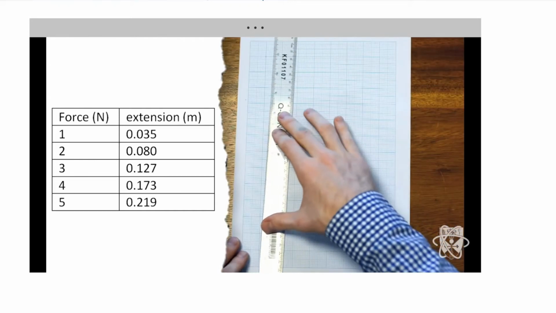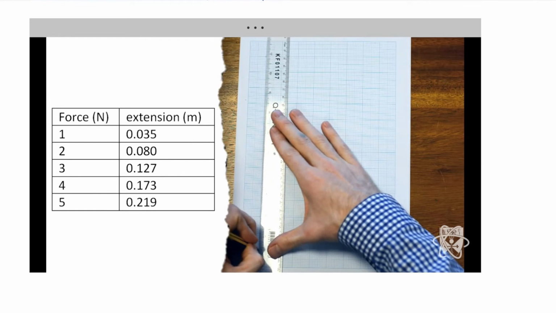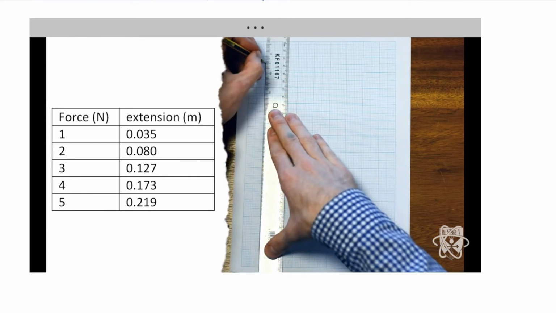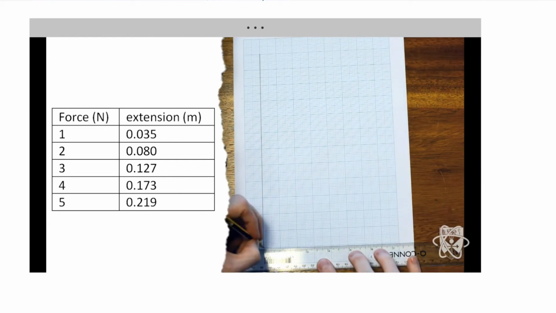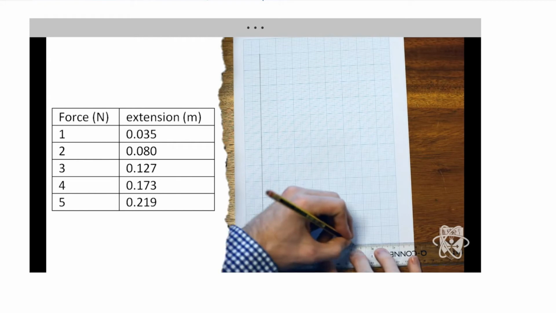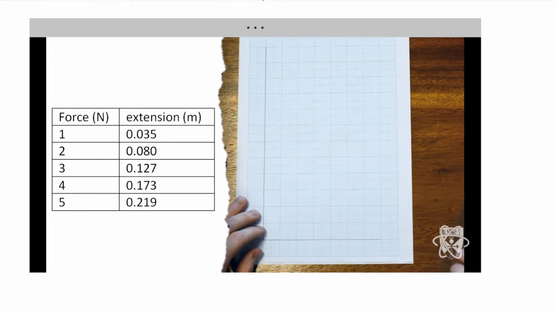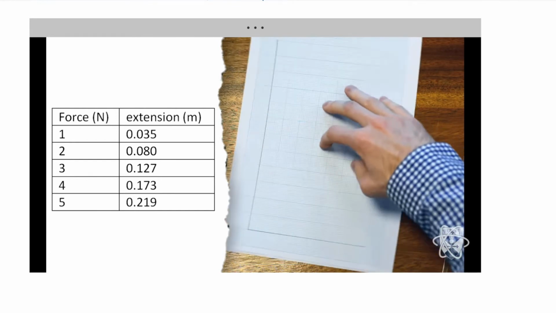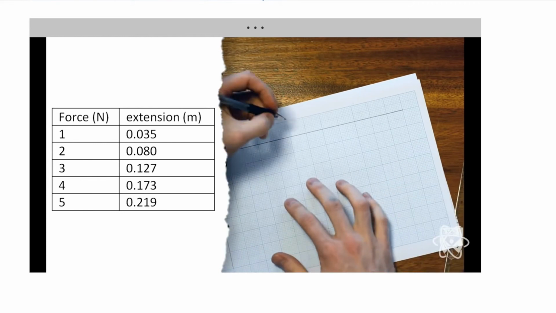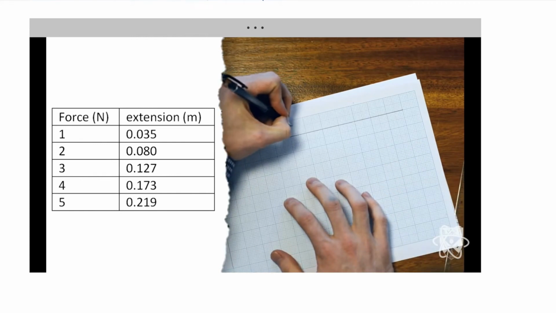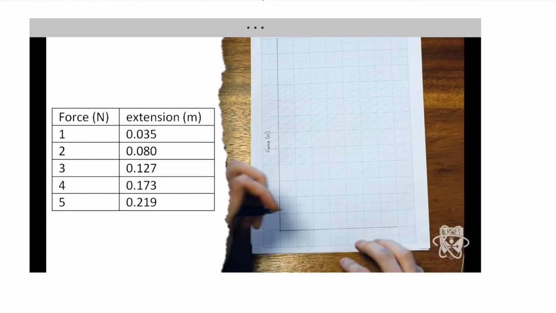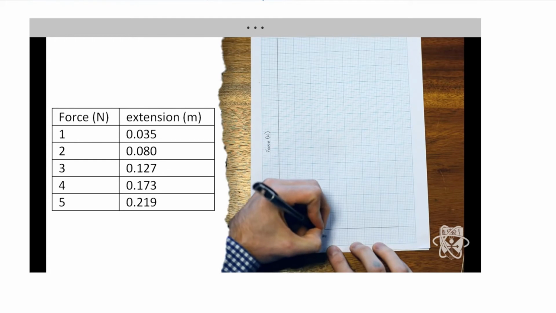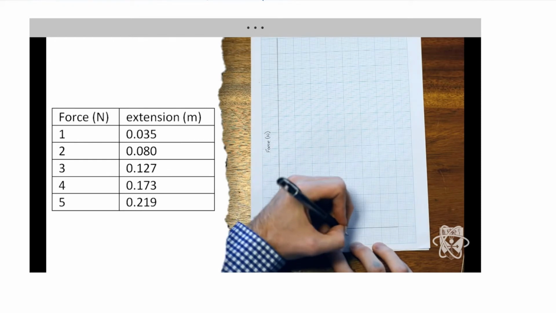Drawing a graph of this data, now usually you would expect to draw the dependent variable on the y-axis. Now this time around, for the purpose of our analysis from these results, we're going to flip that. So we are going to put the force, the independent variable, onto the y-axis. So we have force in newtons on the y-axis and the extension in meters on the x-axis.